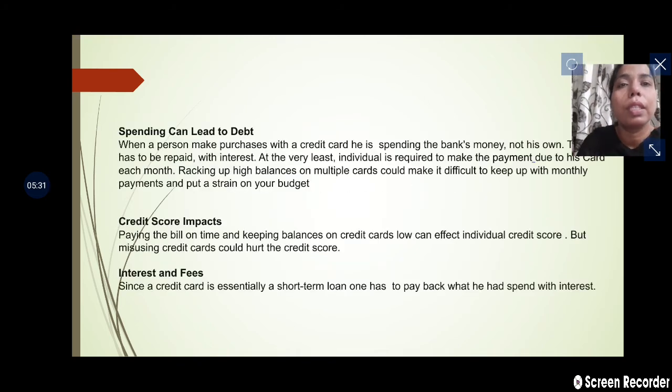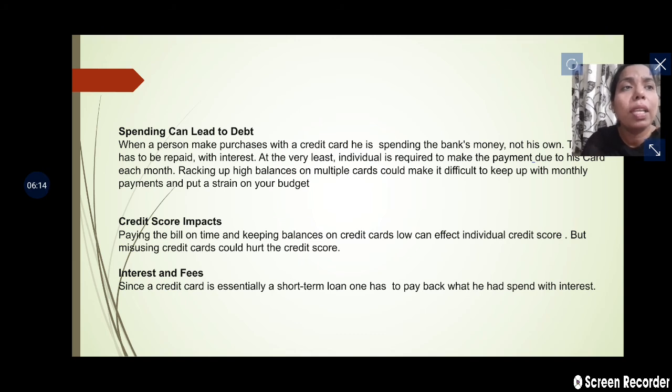As far as the disadvantages of the credit cards are concerned, the spending can lead to debt. Basically, see what happens in the debit card, it is the individual's own money which he spends. But in the credit card, it is money which is granted to an individual, and this money is actually borrowed money. It's a loan, and if an individual overspends it, it traps him in a debt trap.